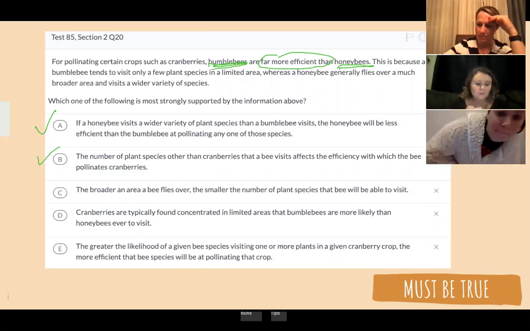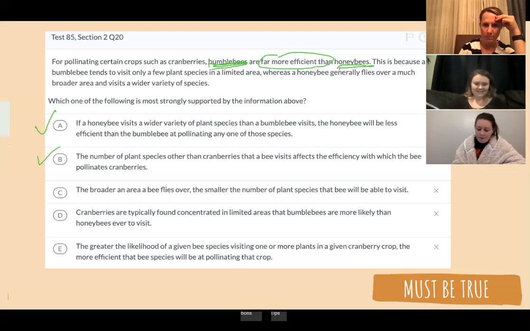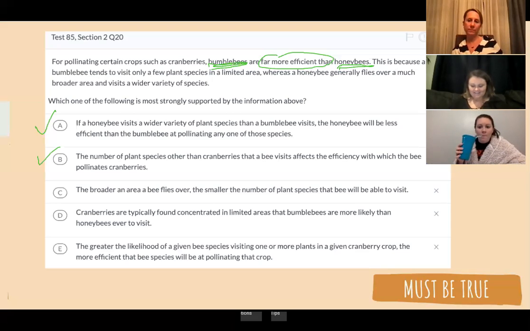This is because a bumblebee tends to visit only a few plants in a limited area. So they're more efficient. They're sticking in their little box and getting stuff done. Whereas the honeybee is scattered all over the place, visiting a wider variety of species. I understood this stimulus, but when I got to the answer choices, I didn't love any of them the first time through.